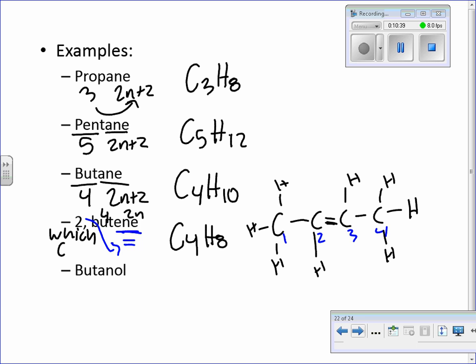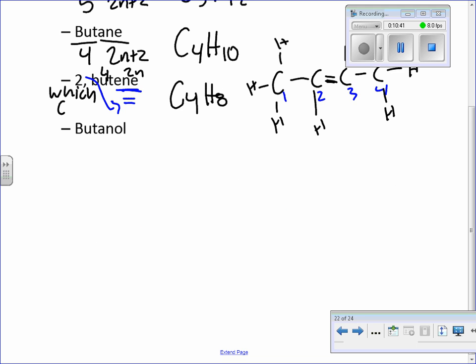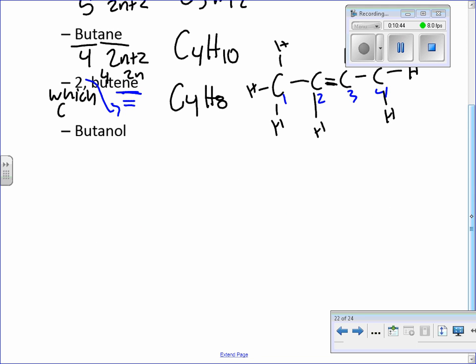And then butanol. For butanol, we have to pay attention to 3 things. We've got but, which is still 4. And then this is our ane, so we know we're only going to have single bonds. And then our ol is telling us that we have an alcohol group. So we're going to have 4 carbons, and because of ane we use our formula 2n plus 2, so we know we're going to have 10 hydrogens. And then, because of that functional group, we know we have an oxygen.